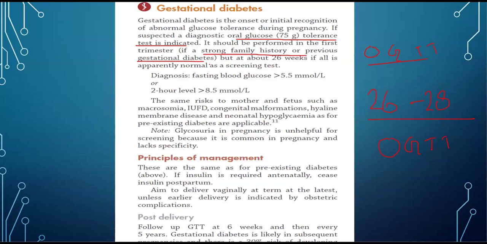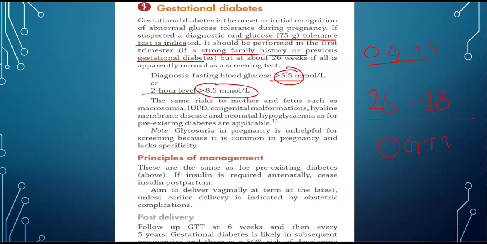So what is an abnormal OGTT? You give 75 grams of glucose for the patient to drink, and then 2 hours after the glucose drink, you measure the blood sugar. If the blood sugar is above 8.5, that gives you the diagnosis of gestational diabetes. You also do a fasting level, and if fasting is more than 5.5, that is also diagnostic.